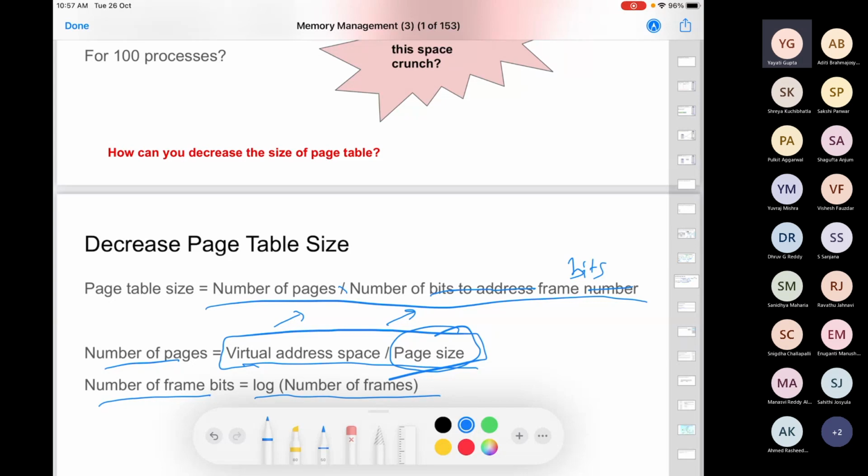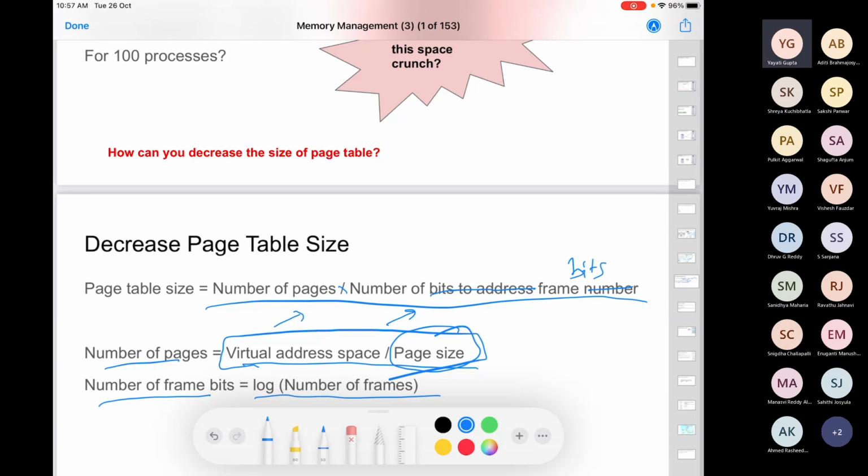But what is the problem with that? Let's say it's a 2 gigabyte process. I increase the page size to 1 gigabyte. So there will only be 2 pages in the entire process. But will that be useful? So think about what problem we can have with increasing the page size. What happens if we keep small pages or if we keep large pages? Both of them have their own problems.